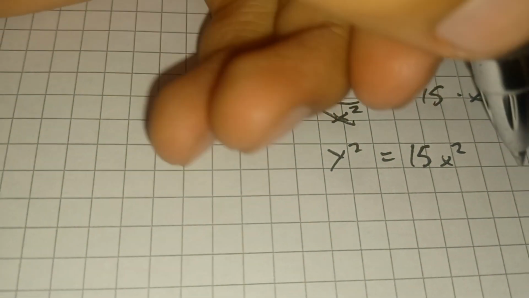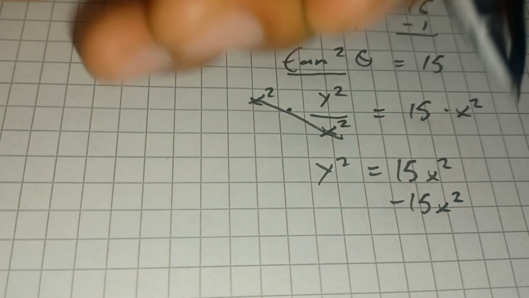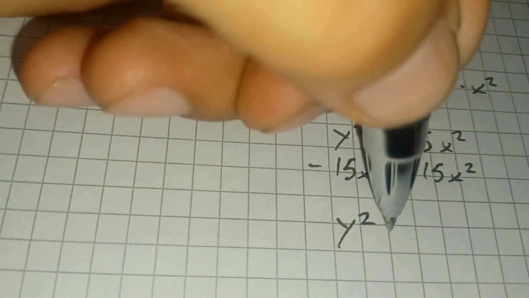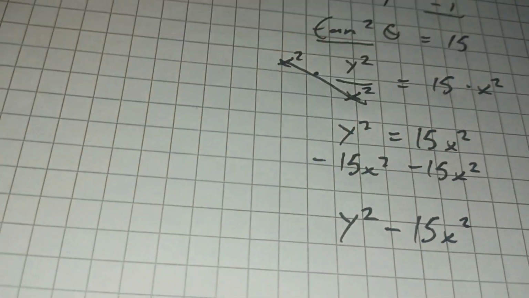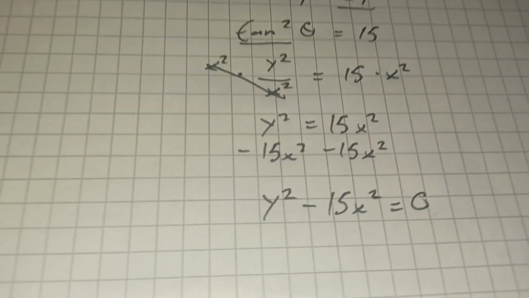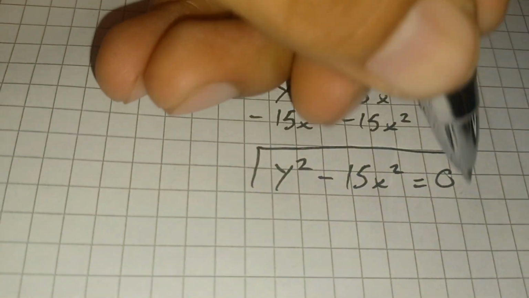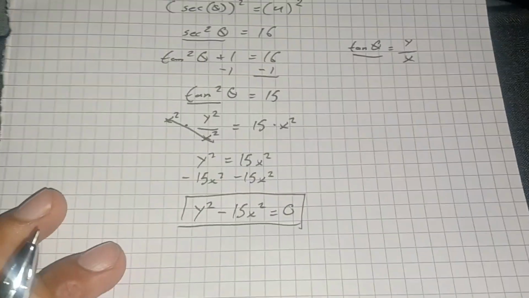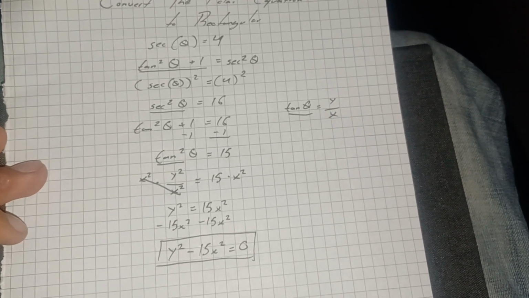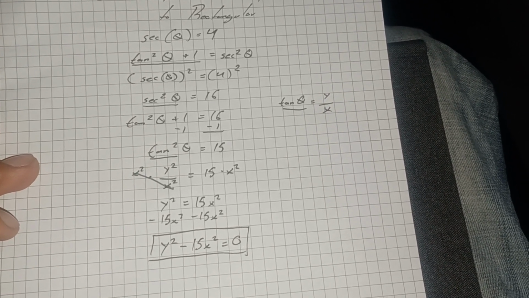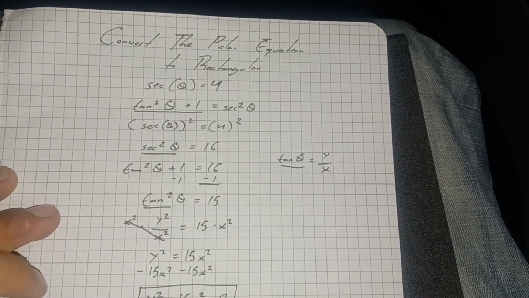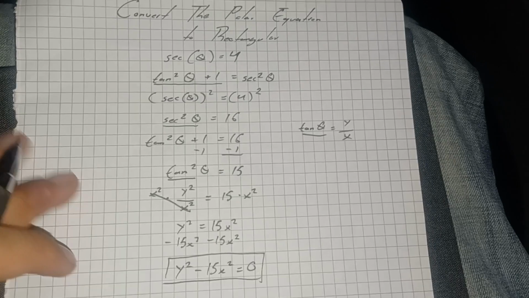Now we can subtract 15x squared from both sides to get y squared minus 15x squared is equal to 0. That's a square, by the way. So that's one of the answers you can get for this conversion. We have y squared minus 15x squared is equal to 0. That can be a rectangular equation for this. So that's one way of doing it. So that's it.